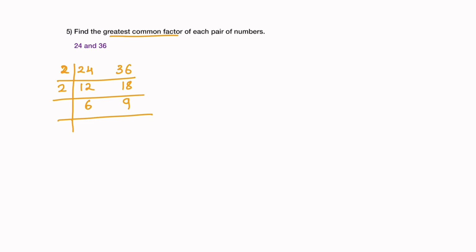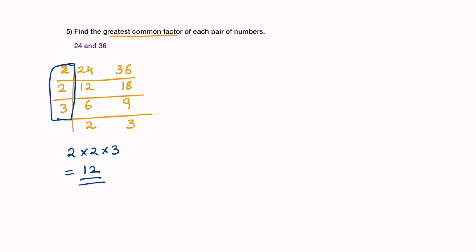Like 2 would go in 6, but 2 would not go in 9. So I will not use 2 anymore. I'll go for the next prime number that goes in both, okay? And that's 3. 6 divided by 3 is 2. 9 divided by 3 is 3. Now there's nothing common in this, right? So this is where we end this process. And these 3 numbers that you have here, you have to multiply them to get the greatest common factor. So the greatest common factor is going to be 2 times 2 times 3, which is 2 times 2 is 4, 4 times 3 is 12. That's the answer here. Okay, so that's one of the methods.